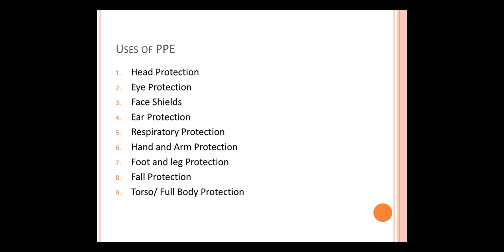Uses of PPE are the following: head protection, eye protection, face shields, ear protection, respiratory protection, hand and arm protection, foot and leg protection, fall protection, torso or full body protection.